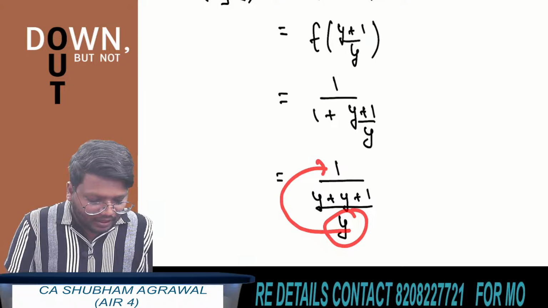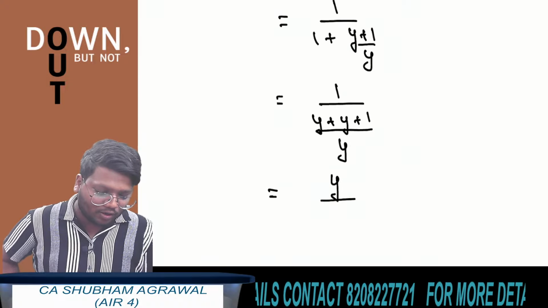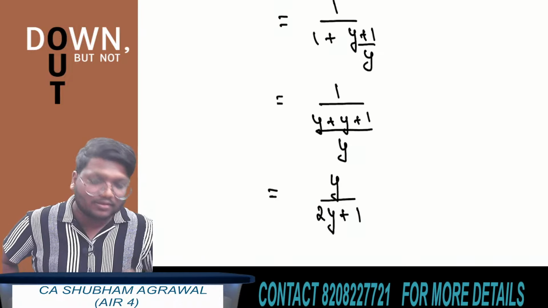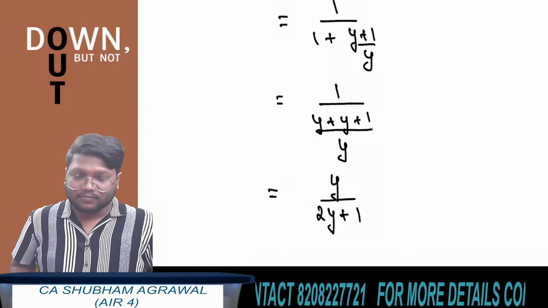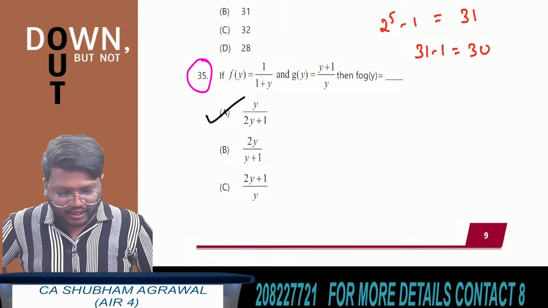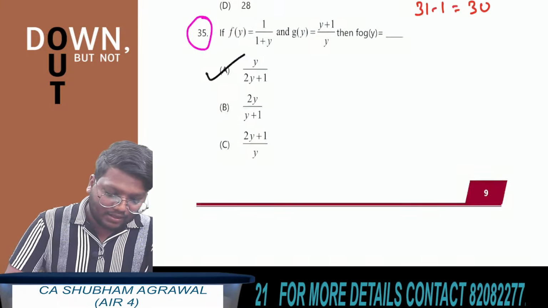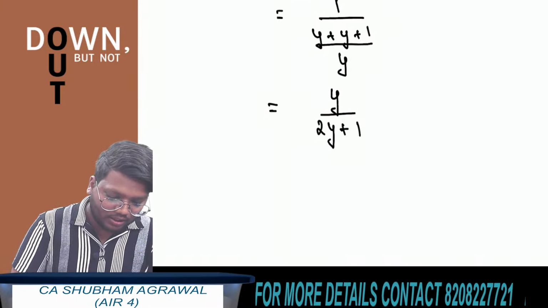This y will come in the numerator. So what is the final answer? Y divided by y plus y is what? 2y. So y divided by 2y plus y. This is the answer, y upon 2y plus 1. Which option is correct? Option A is the correct answer. The answer for question number 35 is option A.